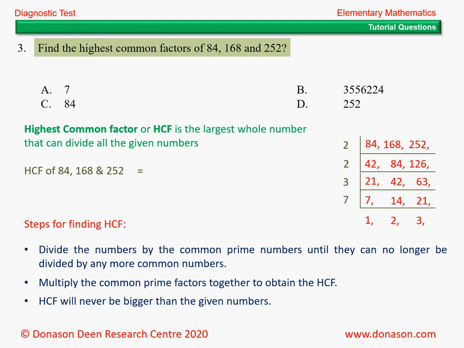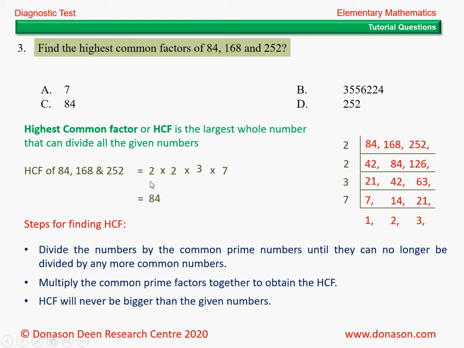So the highest common factor of 84, if you would like to write it in prime notation, is going to be 2 times 2 times 3 times 7, and if we multiply all of them together, we're going to end up getting 84. As I mentioned before, the highest common factor can never be bigger than this 84, or any of the numbers.